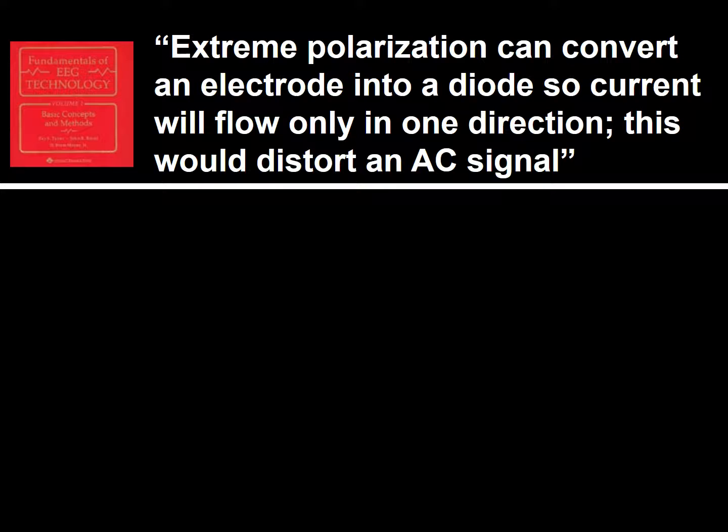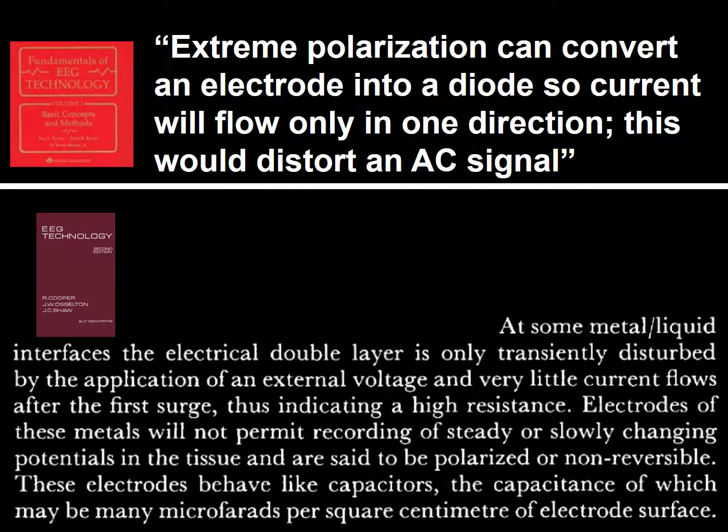I have introduced in this frame a new paragraph from another book. The book is Fundamentals of EEG Technology. This paragraph talks about extreme polarization transforming the electrode into a diode. It also talks about the distortion of alternating current that will be brought about by the transformation of the resistive qualities of the EEG electrode into a diode. I have also added in this new frame another paragraph. This paragraph is from Cooper's EEG Technology book.